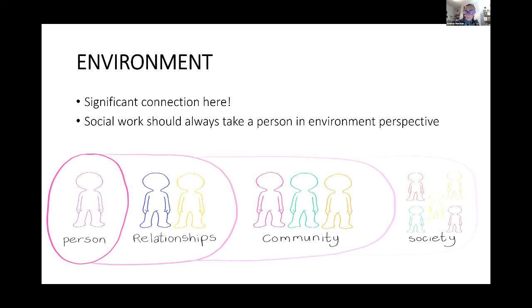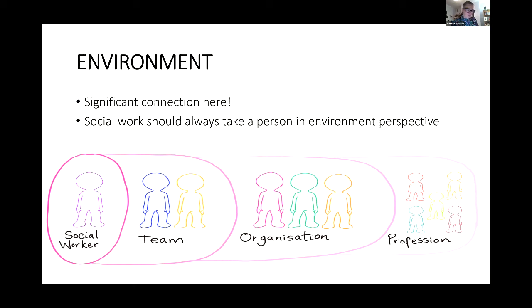The little picture on the slide here is basically systems theory in a picture, seeing the person in the context of their relationships, their community, their society. It's almost like the PCS analysis in a picture, isn't it? Neil Thompson's PCS analysis when we're looking at anti-oppressive practice. But I think it's also important to look at yourself as a social worker in the team, organisation, and wider profession. So seeing yourself in that context is really important. And environment means a lot more.